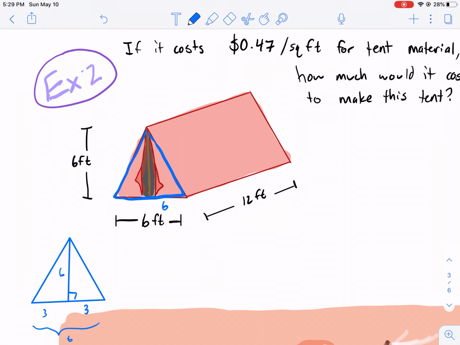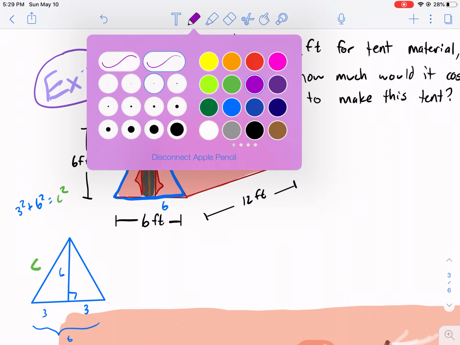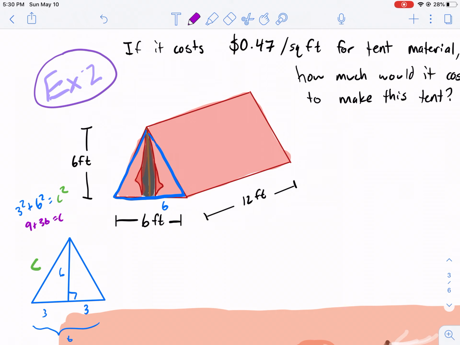I'm going to keep this in decimal form because we're going to be multiplying it by a dollar amount anyway. So we're going to do 3 squared plus 6 squared is equal to, and I need to find this missing side, let's call it c, so it's equal to c squared. So we have 9 plus 36, 9 plus 36 is equal to c squared. That's 45, and now I need to take the square root of that to get c by itself. So we get c is equal to, calculate, 6.71. So I know this is 6.71.